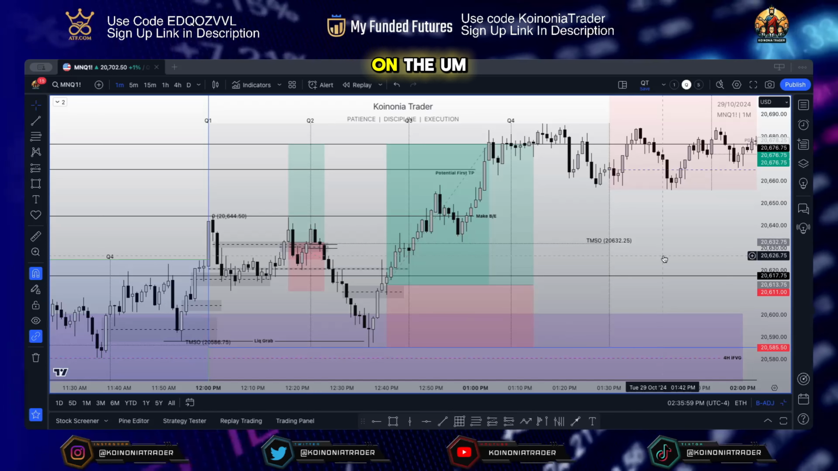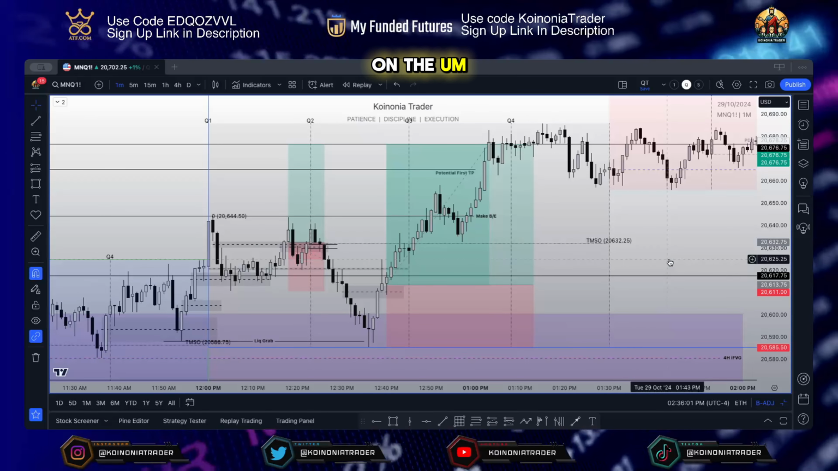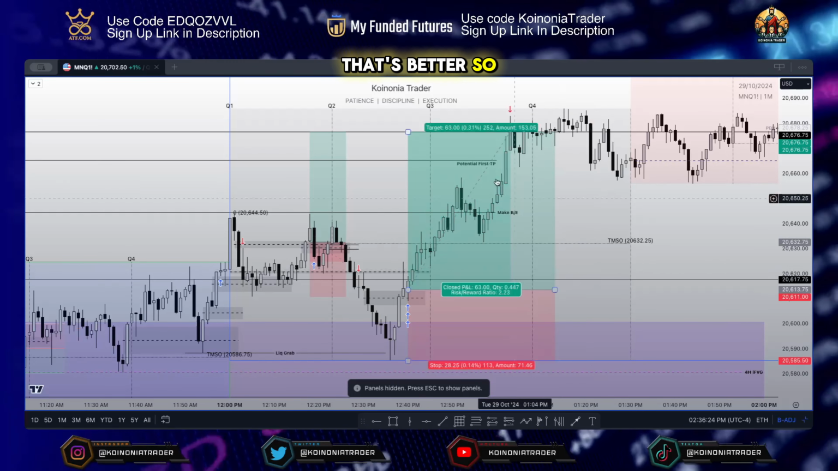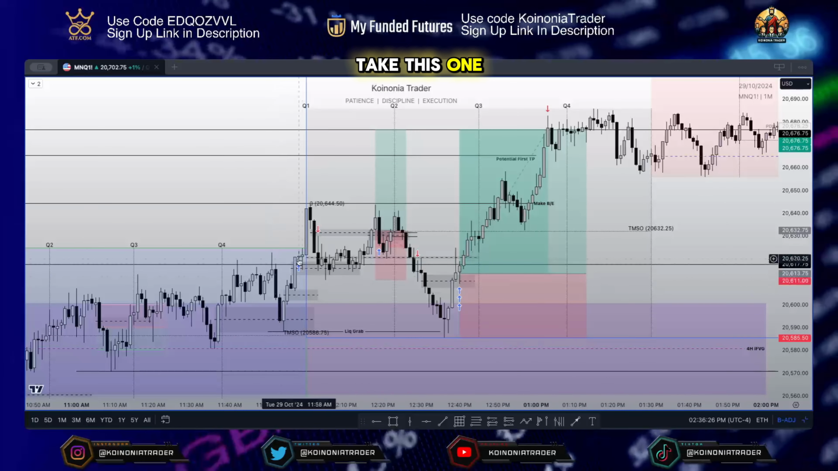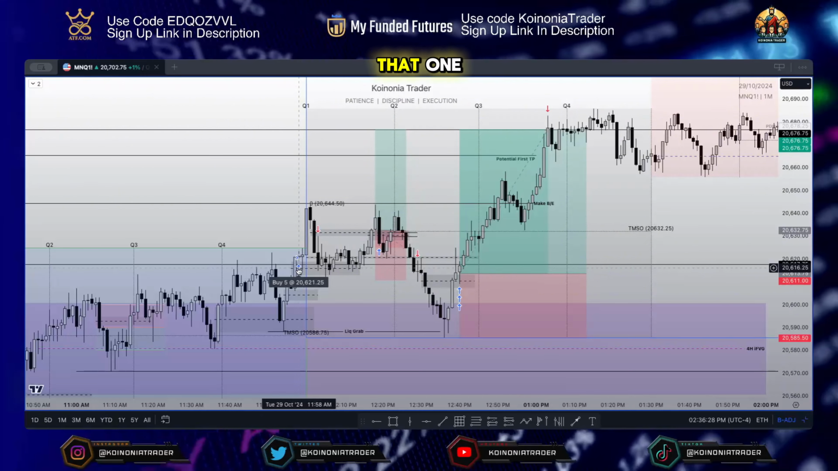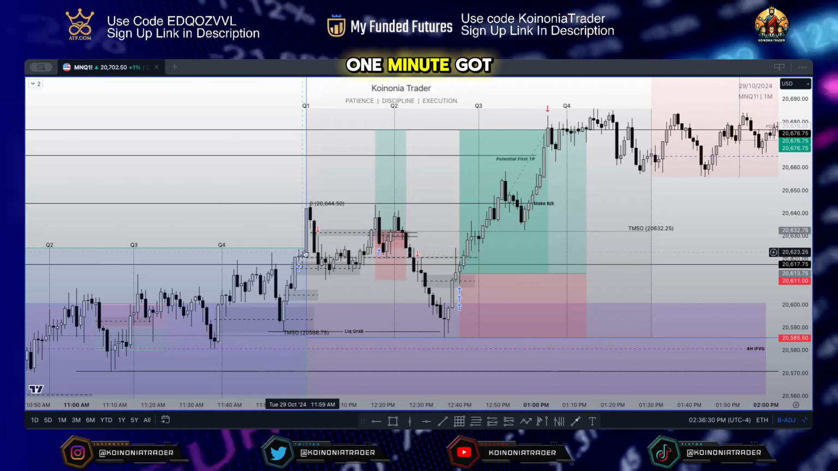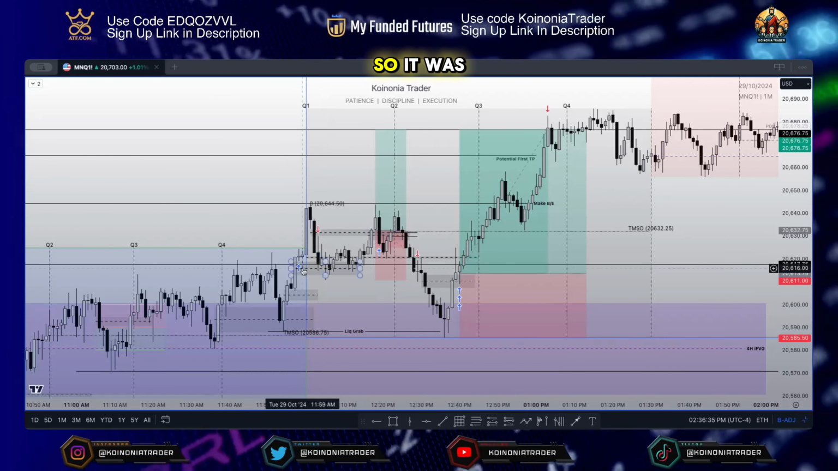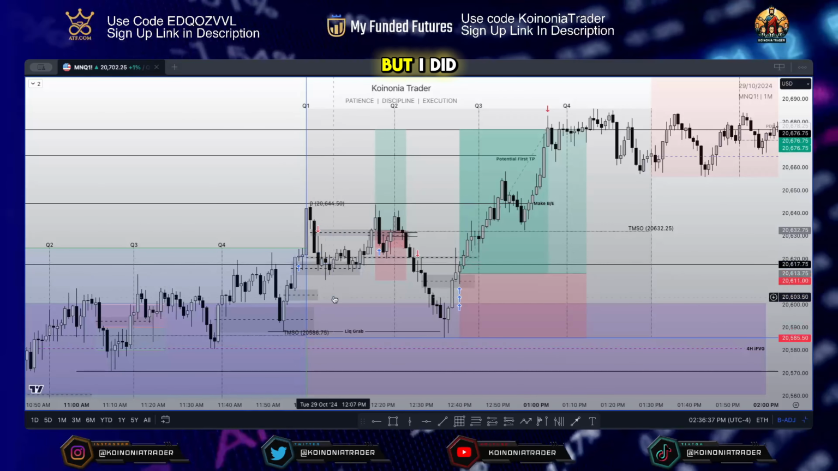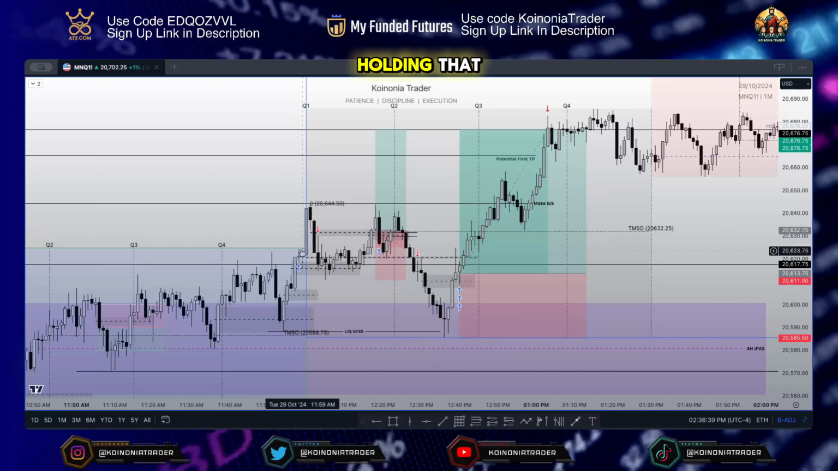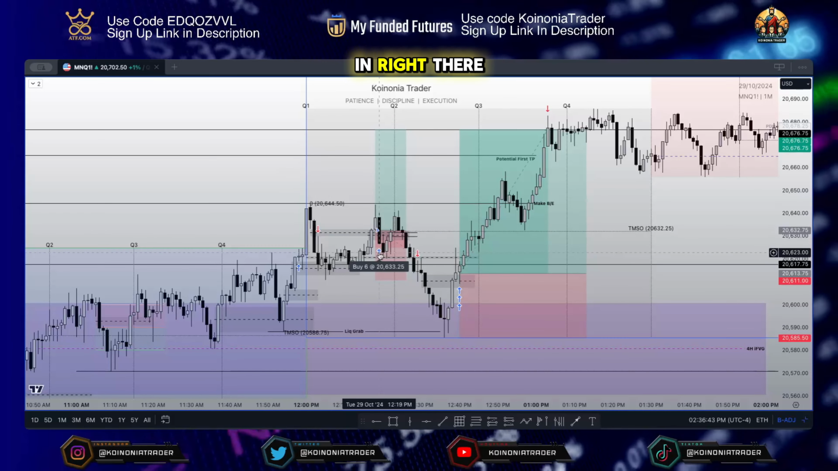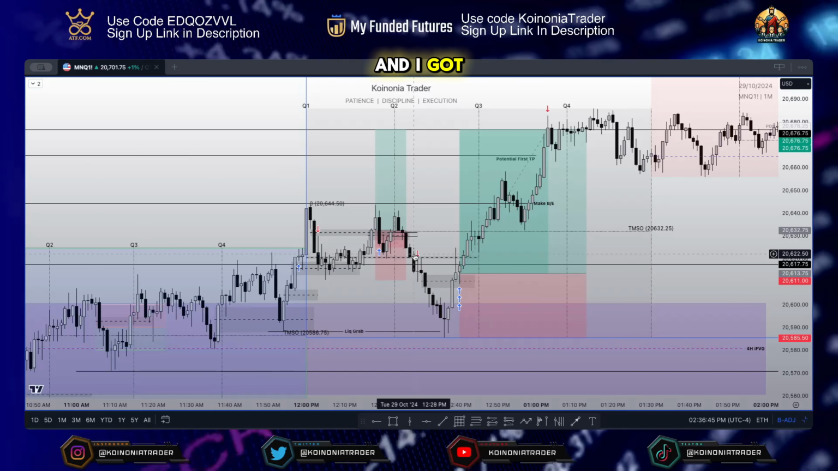Actually, let me turn on the executions here. Okay, that's better. So actually, I did take this one here. I just realized I did take that one. And when this 1 minute got inverted, I decided to close my position right after that. So it was a small profit, but I did not like that we were not holding that. I completely forgot about that. Here you can see I entered in right there. I put my limit order there and I got stopped out.